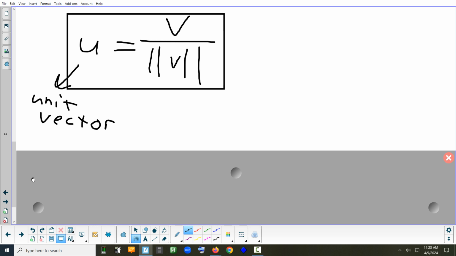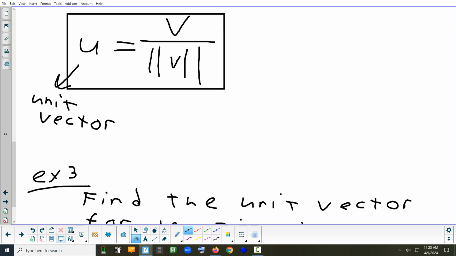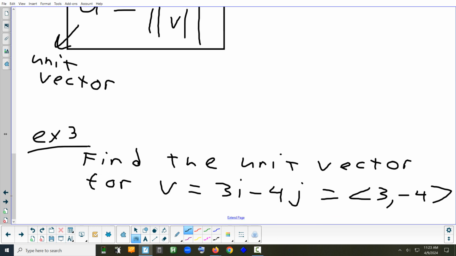So, in order to find a unit vector, the first thing you need to do is figure out, do you already have a unit vector? If you do, you're done. If not, tell me how long it is, and then scale it. Let's look at this one. Find the unit vector for 3i minus 4j. First of all, if you go 3 to the right and you go 4 down, do you think that would have a length of 1 unit? No. So then we need to figure out what the length is.